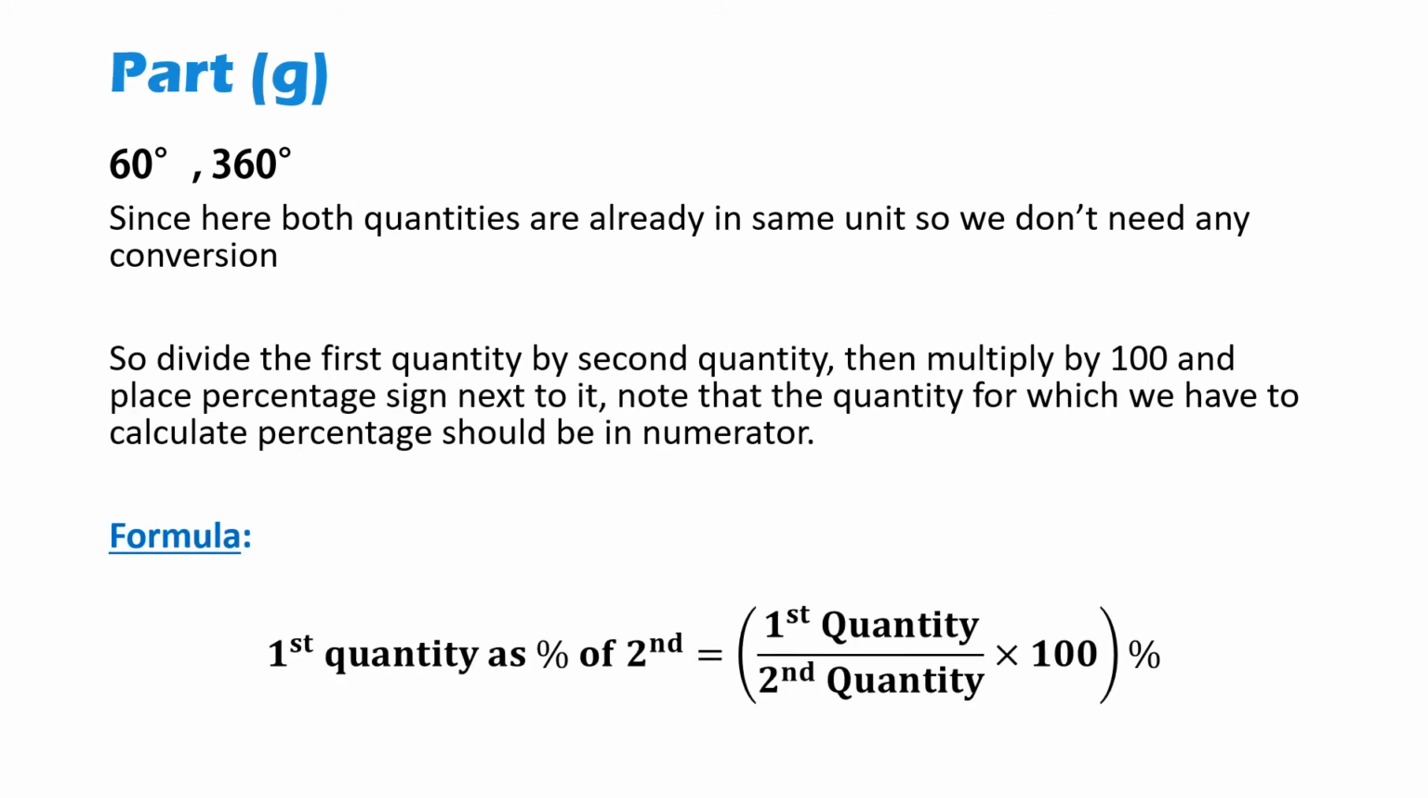Part G. Express 60 degrees as a percentage of 360 degrees. Since here both quantities are already in the same unit, we don't need any conversion. So divide the first quantity by the second quantity, then multiply by 100 and place a percentage sign next to it. Note that the quantity for which we have to calculate the percentage should be in the numerator.